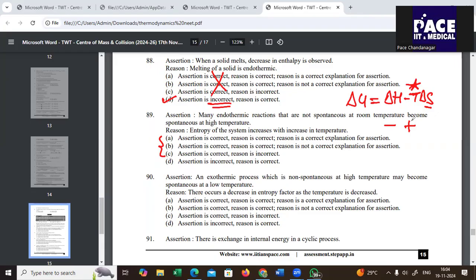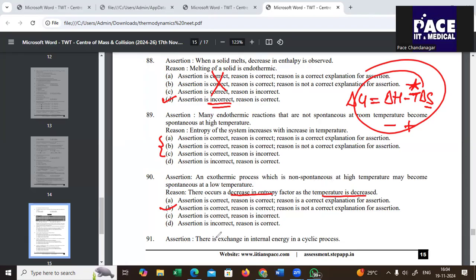So yes, assertion is correct. And what about the reason? There occurs a decrease in the entropy factor as the temperature is decreased. Yes, as the temperature is decreased, molecules settle down and randomness decreases. Randomness decreases, entropy decreases. Yes, reason is correct, definitely, but not a correct explanation for that. The reason is this relation, not this. So assertion is correct, reason is correct, but not a correct explanation. Option B is right there.